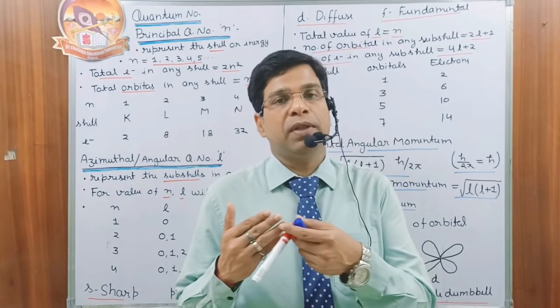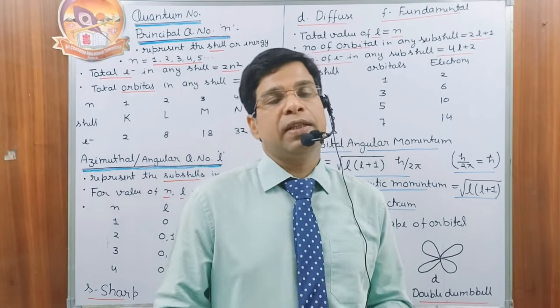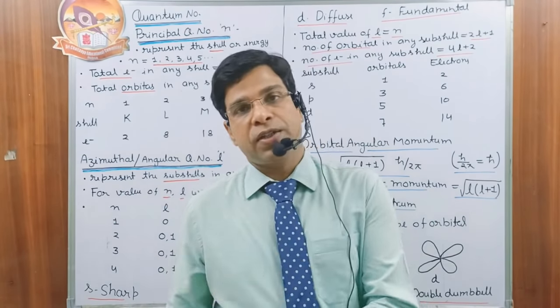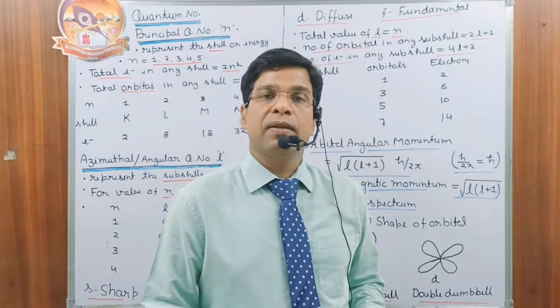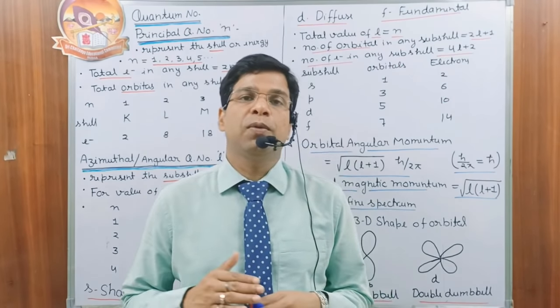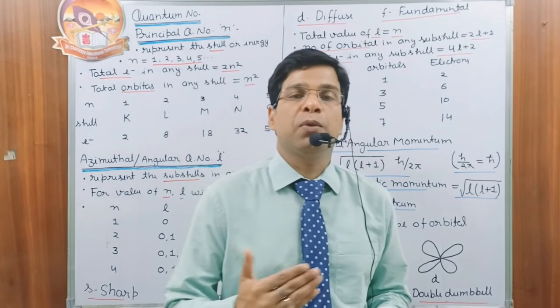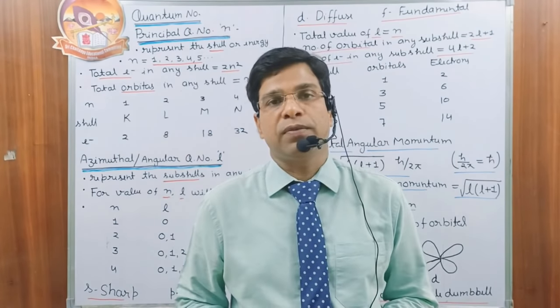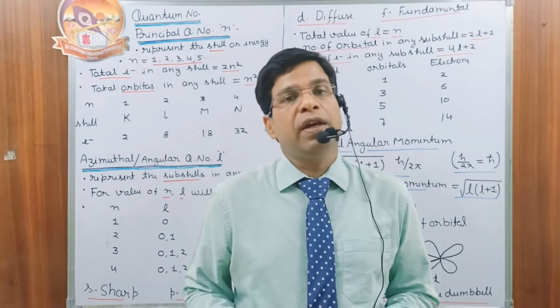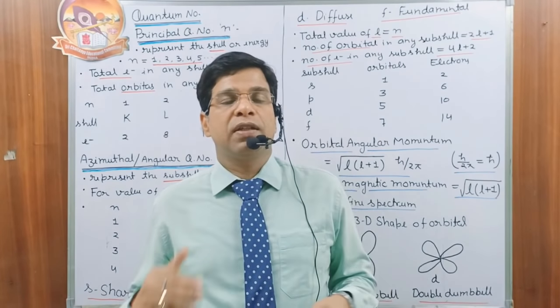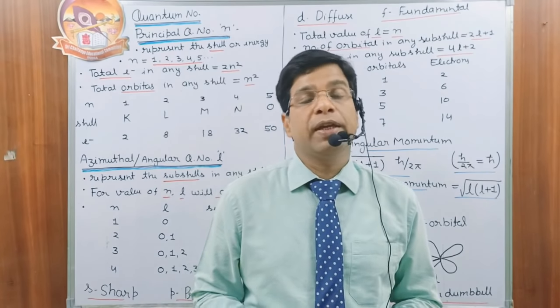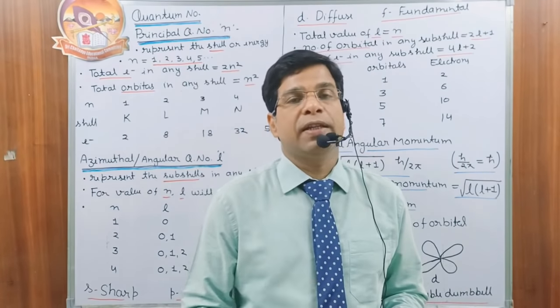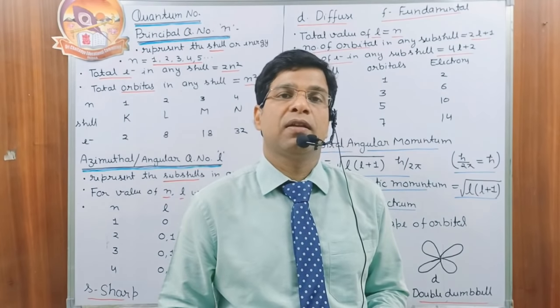The higher the value of n, the electron is present in a higher shell, and it also has more energy. The value of n will be a non-zero positive whole number like 1, 2, 3, 4, 5 and so on. We have infinite shells surrounding the nucleus, and each value of n represents one shell.